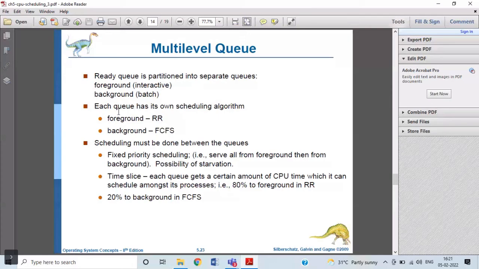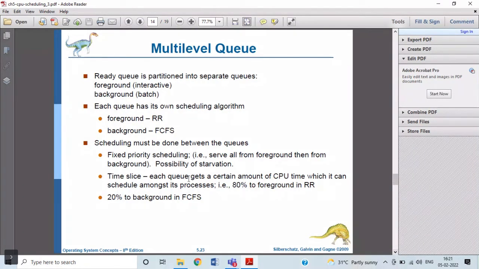The foreground will use the round robin algorithm, and the background processes will use the first come first serve algorithm. So எது வேணாலும் யூஸ் பண்ணிக்கலாம். நான் இப்போ எக்ஸாம்பிளுக்கு ரவுண்ட் ராபின் அண்ட் ஃபர்ஸ்ட் கம் ஃபர்ஸ்ட் சர்வ் சொல்றேன். ஸோ எந்த டைப் ஆஃப் அல்காரிதம் வேணாலும் அதை வந்து யூஸ் பண்ணிக்கலாம். Scheduling must be done between the queues: fixed priority scheduling and time slice, இங்க பாருங்க.